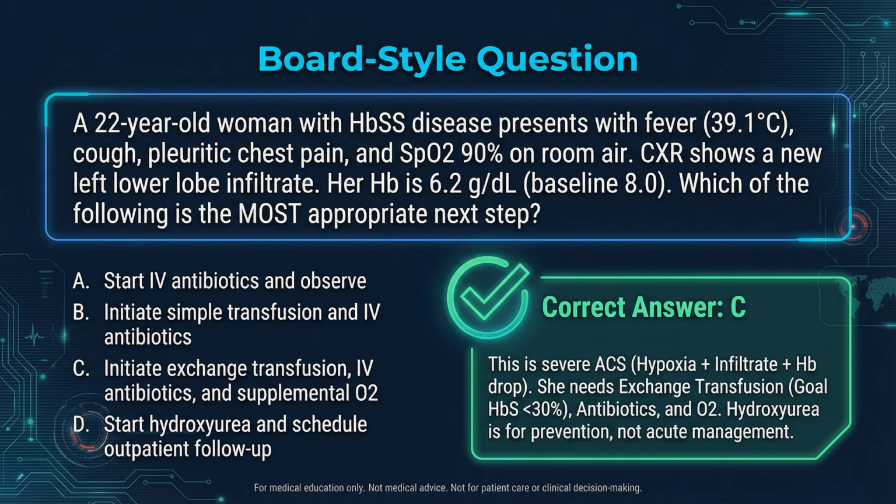The correct answer is C. This patient has all the features of severe acute chest syndrome: hypoxia, a new infiltrate, and a significant drop in hemoglobin. This requires the most aggressive therapy, which includes an exchange transfusion, broad-spectrum intravenous antibiotics, and supplemental oxygen.